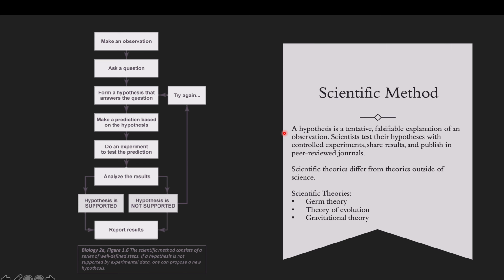So a hypothesis, again, is a tentative, falsifiable explanation of an observation. Scientists test their hypotheses with controlled experiments, they share the results, and often publish in peer-reviewed journals. Scientific theories actually differ from theories outside of science, and a few scientific theories that we'll talk about are germ theory, the theory of evolution, and gravitational theory.